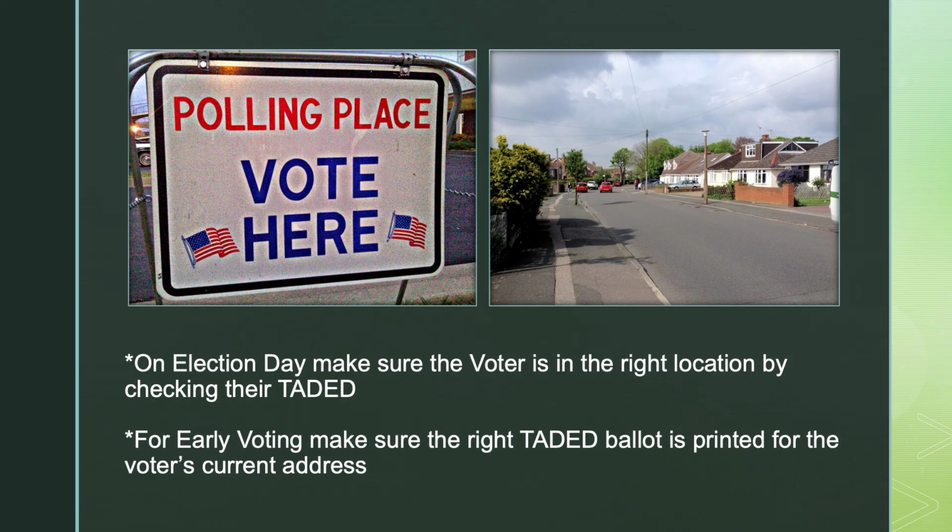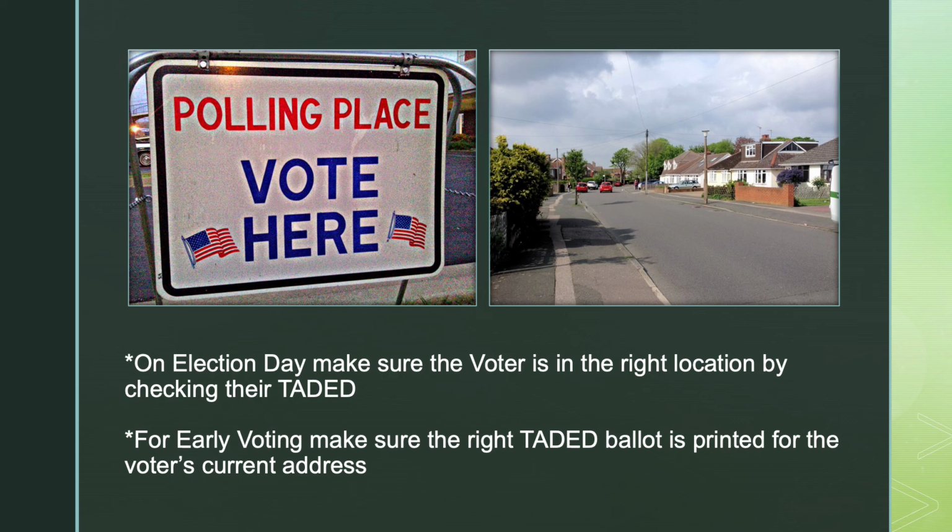The first thing you want to do once you've established that the voter will need to vote by affidavit or court order is check that the voter is in the correct polling location. Look at the TADED associated with the voter's current address to make sure they are at the proper location. This only matters on Election Day, since voters can vote at any site in Nassau County during early voting. If the voter does not vote in the proper location, their affidavit won't count.